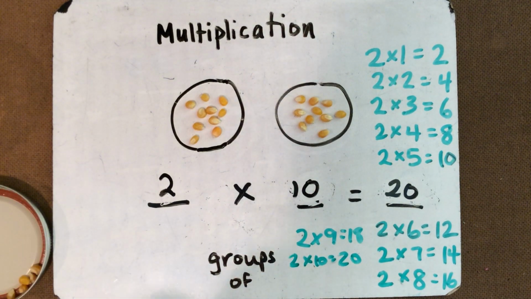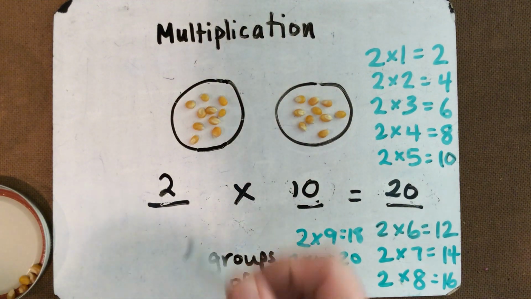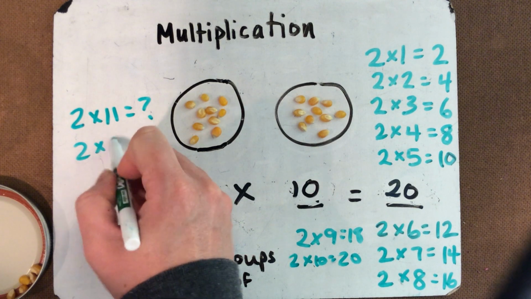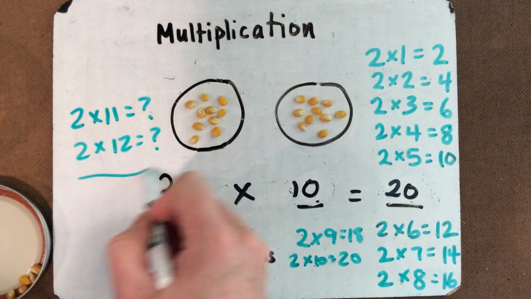All right, I'm going to stop there actually. I think you can do the other 2 on your own. So there's your challenge. Write a comment on Fresh Grade to let me know what 2 times 11 is. And 2 times 12. Okay, there you go.